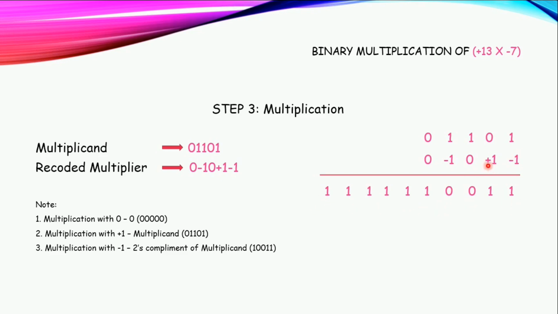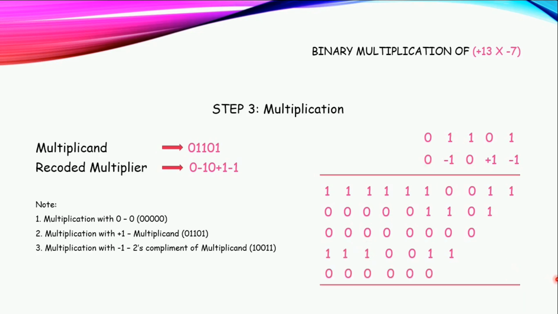Next I have to multiply my multiplicand with plus 1. It results in the same multiplicand itself. I write the partial product by shifting one bit to the left. This is a positive number, so I extend zeros. Next I have to multiply with 0, so I extend 0. Next I multiply with minus 1, so I write the 2's complement form. It is a negative number, so I extend 1. Multiplying with 0, I extend 0.